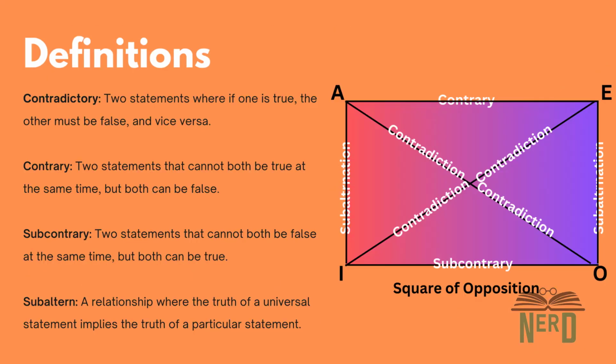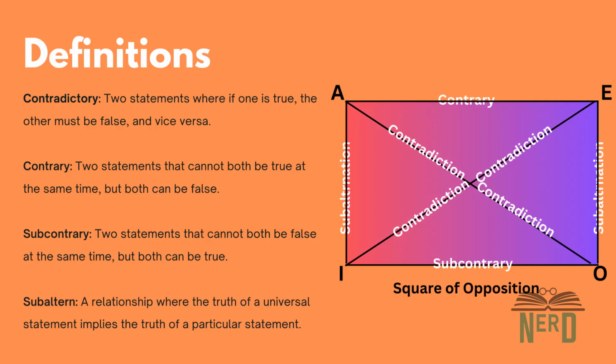Classical square of opposition. The square of opposition is a tool used in traditional logic to show how four types of statements about the same subject and predicate are related. These four types of statements are A: Every S is P, e.g. every swan is white. E: No S is P, e.g. no swan is white. I: Some S is P, e.g. some swans are white. O: Some S is not P, e.g. some swans are not white.